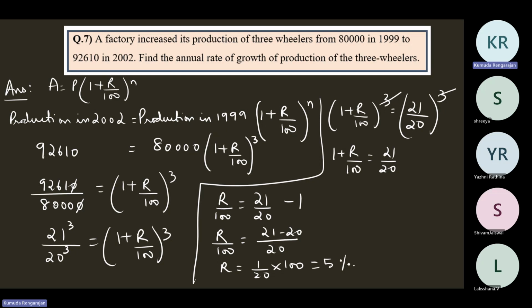So this is the annual rate of growth, the annual increase percent. R here is not the rate of interest. There's no money lent or deposited here. It's the annual rate of growth of population. Population increases at the rate of 5% annually.